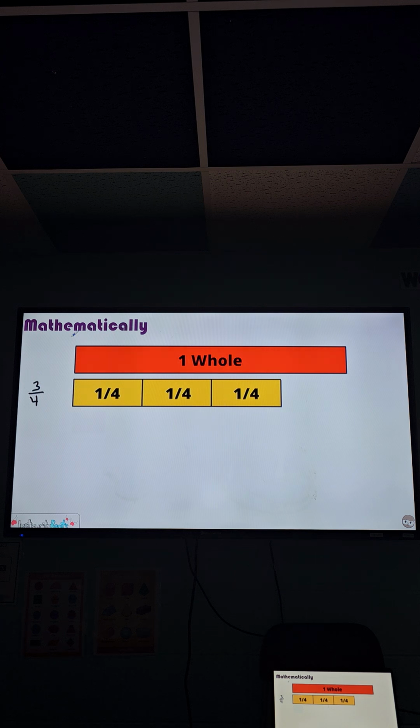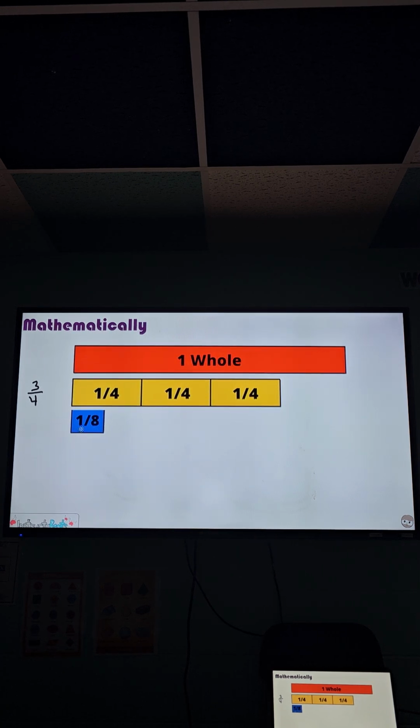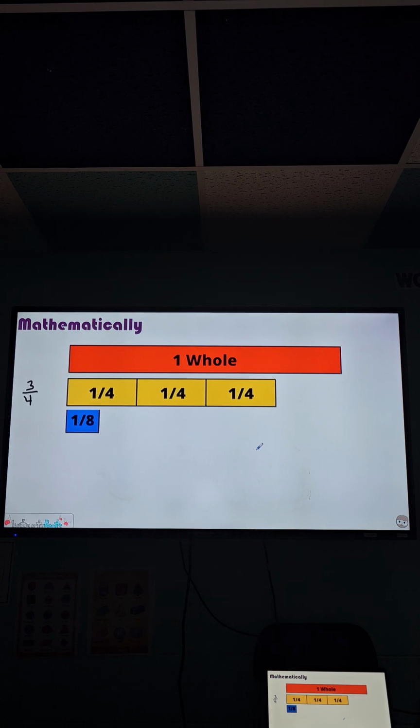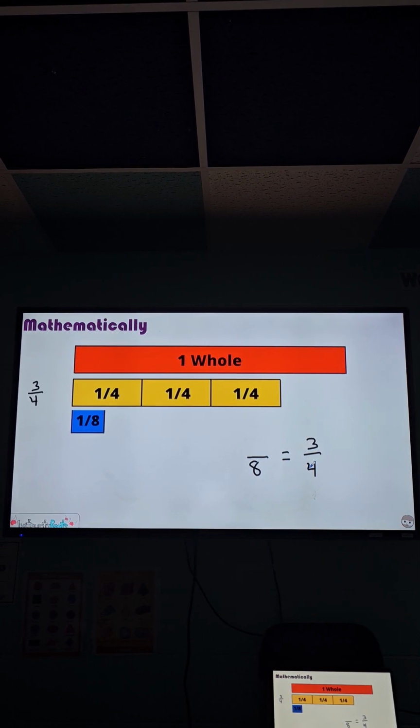Now, what happens if I took this one whole again and split it into 8 equal parts? One of those pieces would look like this, right? This is 1/8. This is my unit fraction. If I split my whole into 8 equal pieces, each piece would be worth this size. Now, the question I want to answer is, can I build a fraction with the denominator of 8, using my 1/8, that is equivalent to 3/4? Is that even possible? So instead of using the scale, I'm using my equal sign, because that's what we use to represent the scale in math.